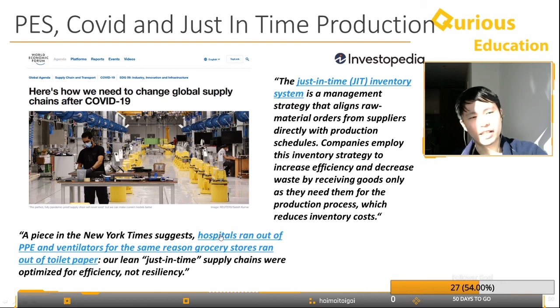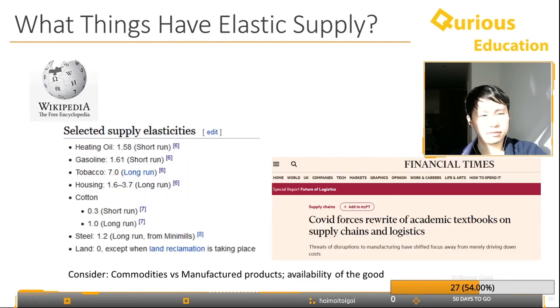So yeah, just to see why having an elastic supply chain is actually quite important, especially during times of crisis. However, that is kind of balanced out with the efficiency and the cost savings of just-in-time production.